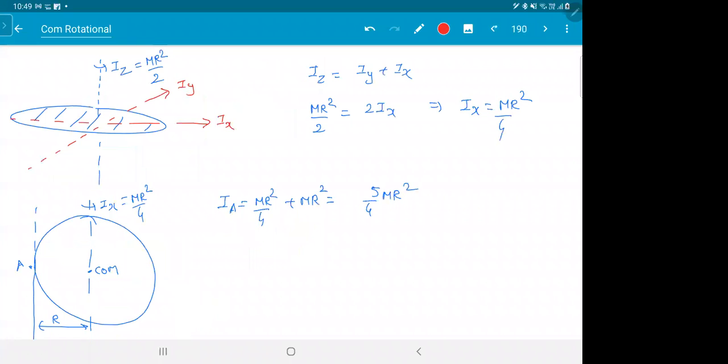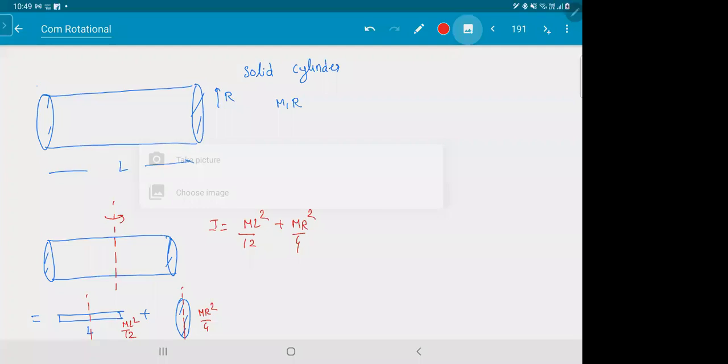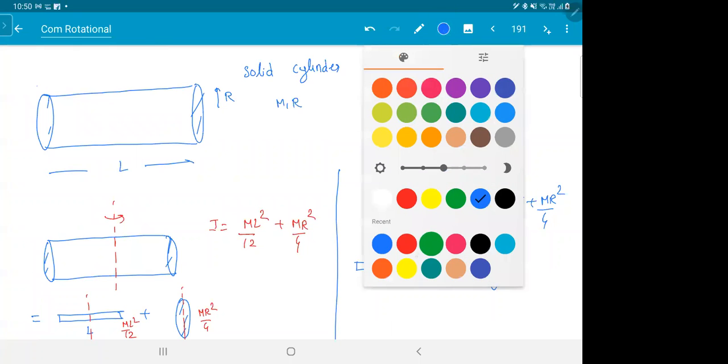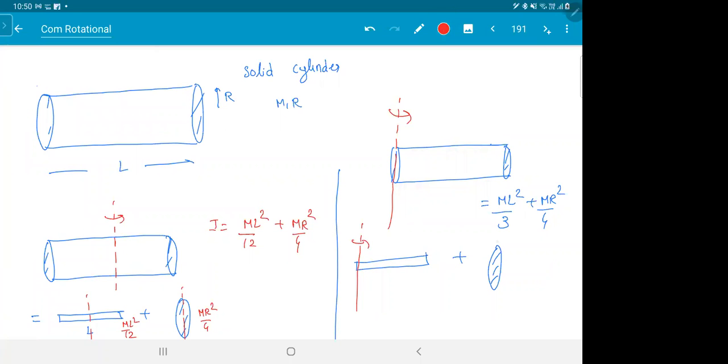How was mr square by 4 just now derived? It is mr square by 4 if you're passing through the diameter. Same shape. Suppose you're doing like this, all this is there in the textbook or the notebook also. If you want to put the axis at the edge, then for a rod it is ml square by 3, and for a disc it is mr square by 4. So it behaves like a rod plus disc, but this time about this axis. So this is one shape which you have to remember. Put it down.